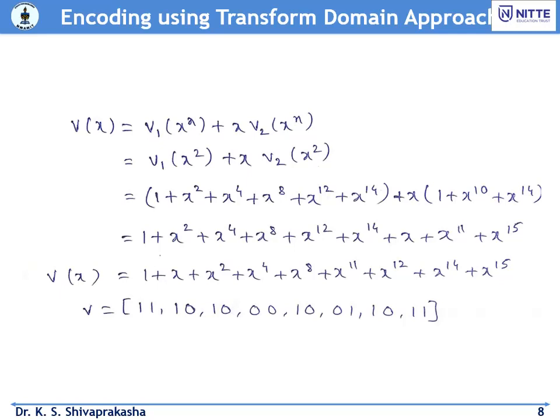We know v1 of x, we know v2 of x. Replace x with x square to get v1 of x square and v2 of x square. Then substitute them in the formula, simplify, and get the overall code polynomial. Finally, we can write the binary equivalent of the code polynomial.